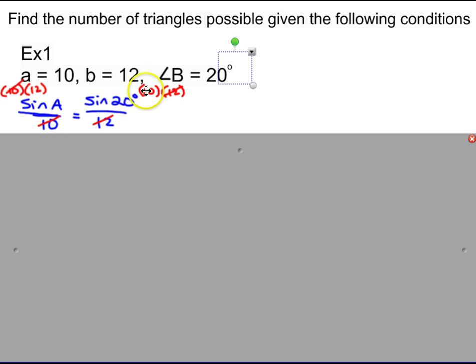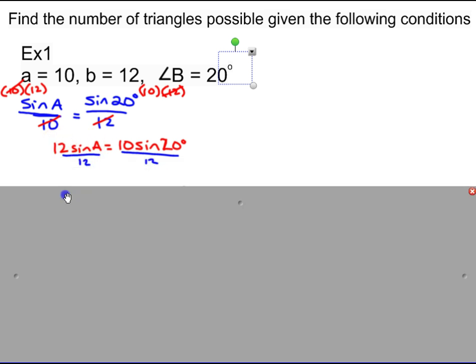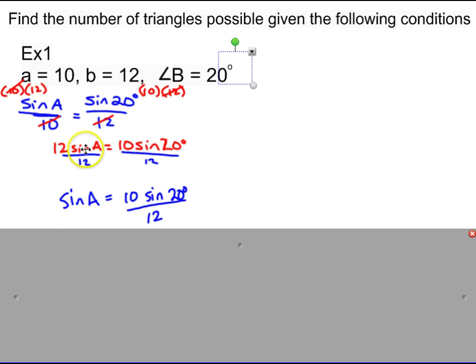12 sine A equals 10 sine 20. I want to be able to get angle A by itself, so I'm going to divide both sides by 12. And I'm going to end up with the sine of A, these 12s divide out, equals 10 sine 20 degrees over 12. Okay? If we're solving for an unknown angle, we need to use inverse trig. So let's get our calculator out, get into degree mode. We're going to use degree mode throughout this unit because we're talking about triangles. Radians are relevant for circles and for graphs.